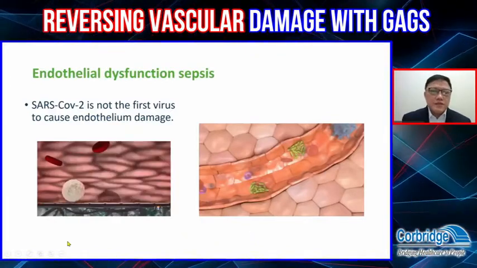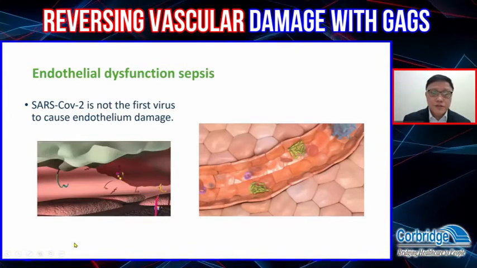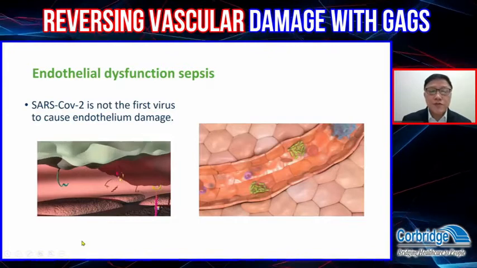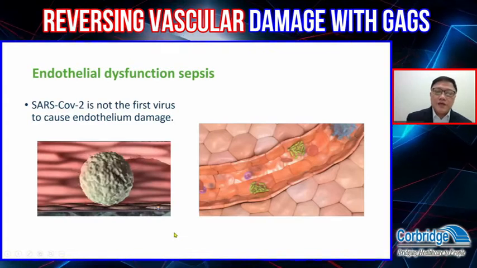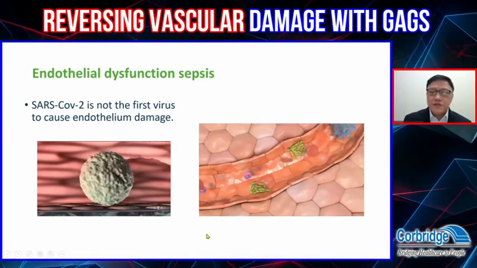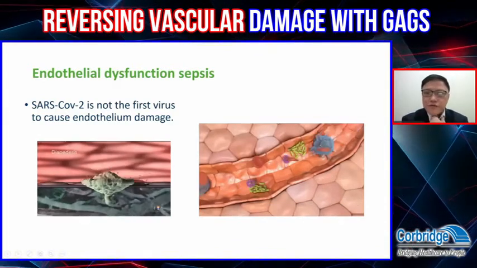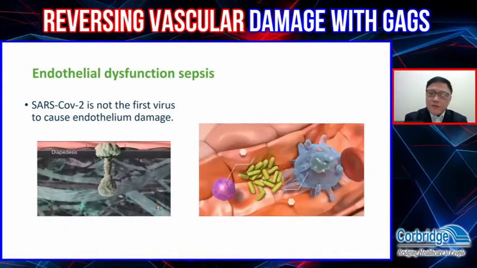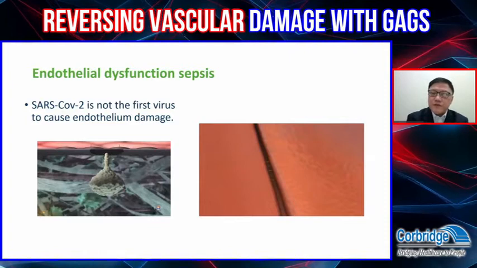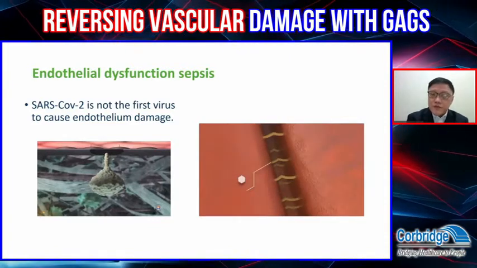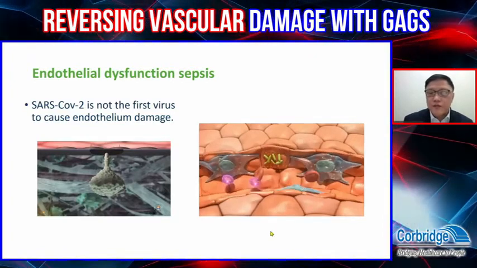Now, SARS-CoV-2 is not the first virus to cause endothelium damage, and you can see that the endothelial damage is brought about by damage to the glycocalyx. And beautifully, in this moving picture, you can see how the virus can cause damage to the glycocalyx and penetrate under the endothelium. That's the reason why we have massive vascular coagulation related with COVID.